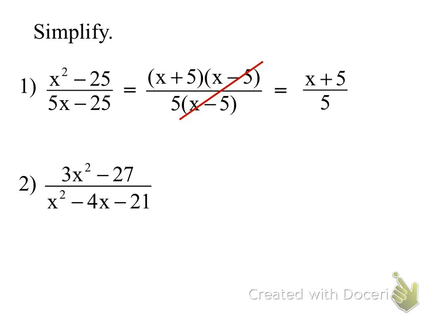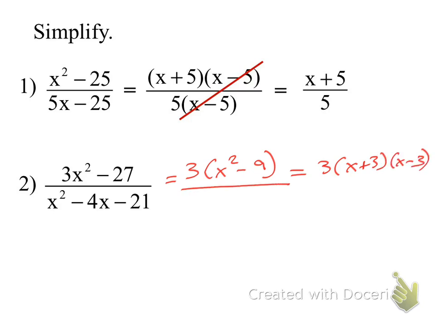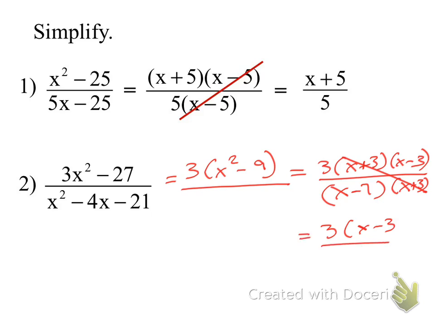3 times x squared minus 9, which again breaks down to what? 3 times (x plus 3)(x minus 3). Good. And then the denominator breaks down to what? Minus 7 times (x plus 3). Cross out the x plus 3. And we are left with 3 times (x minus 3) all over (x minus 7).